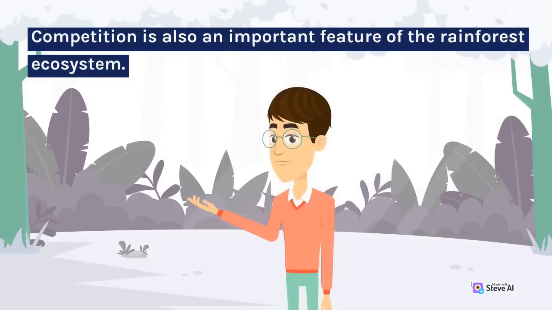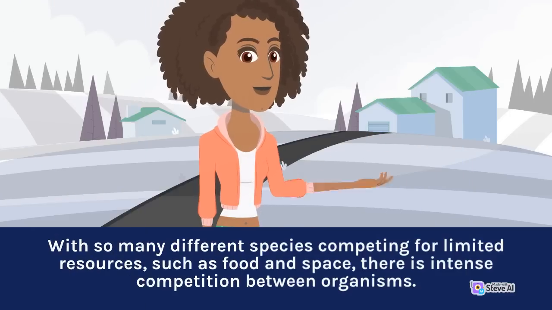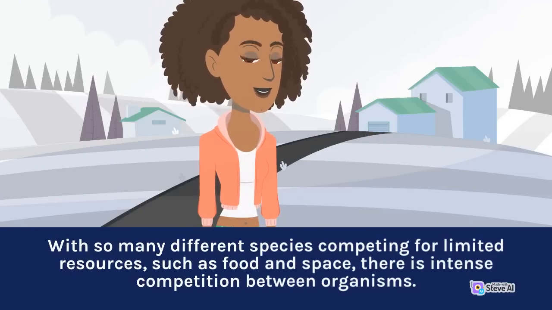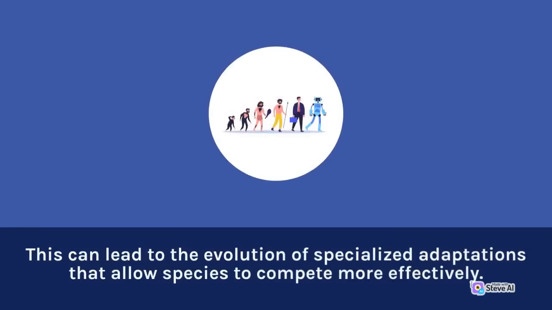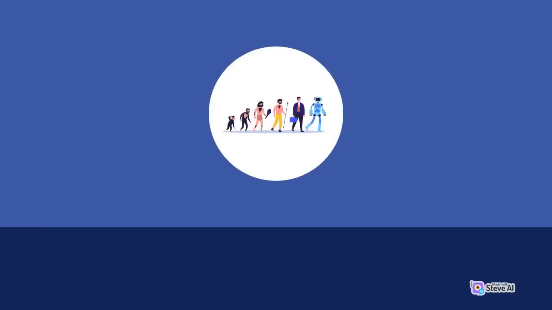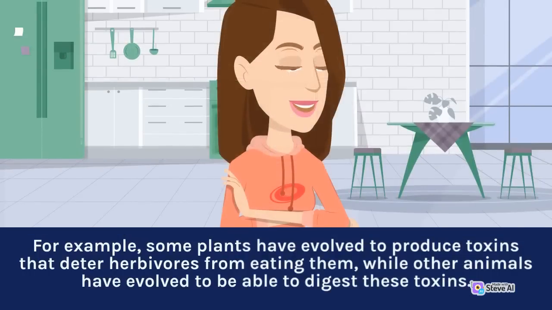Competition is also an important feature of the rainforest ecosystem. With so many different species competing for limited resources, such as food and space, there is intense competition between organisms. This can lead to the evolution of specialized adaptations that allow species to compete more effectively. For example, some plants have evolved to produce toxins that deter herbivores from eating them, while other animals have evolved to be able to digest these toxins.